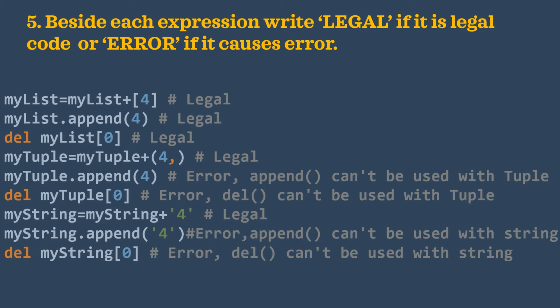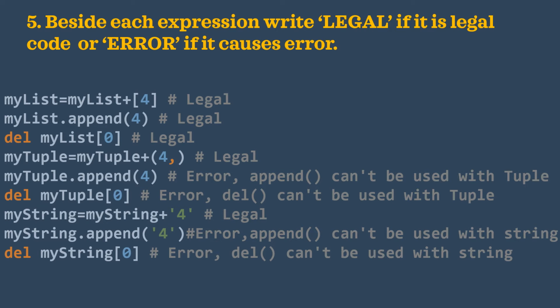Next one is my string is equal to my string plus 4. So this is legal Python code because 4 will be added at the end of the string, or appended at the end of the string my string, by using the plus operator. But my string dot append 4 will give an error because the append function cannot be used with a string.